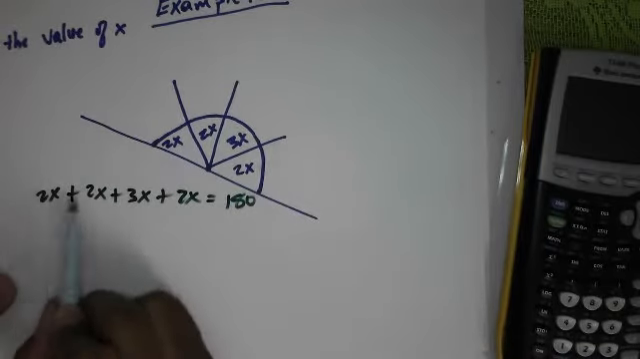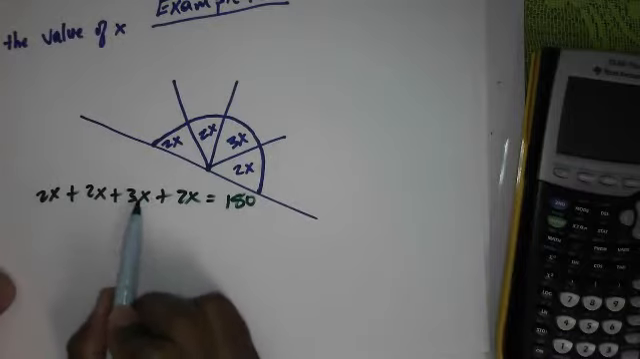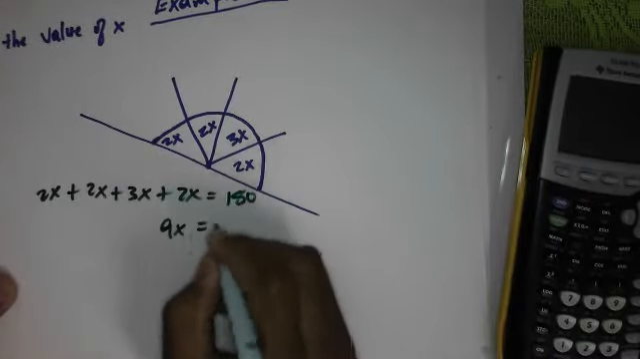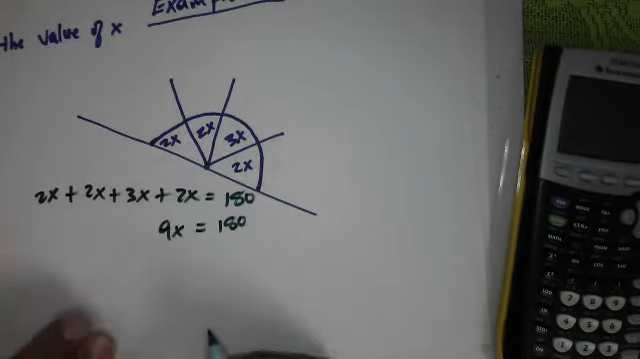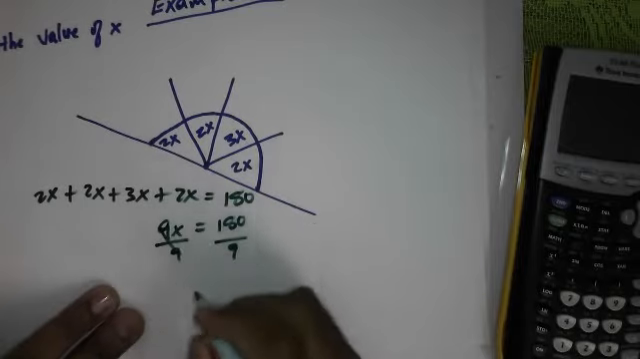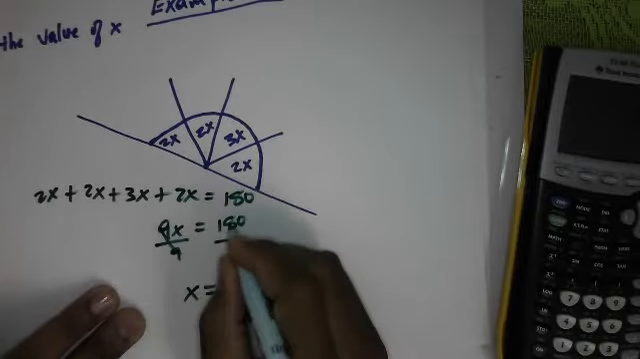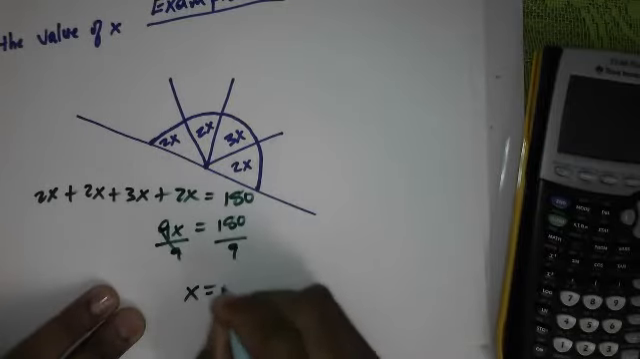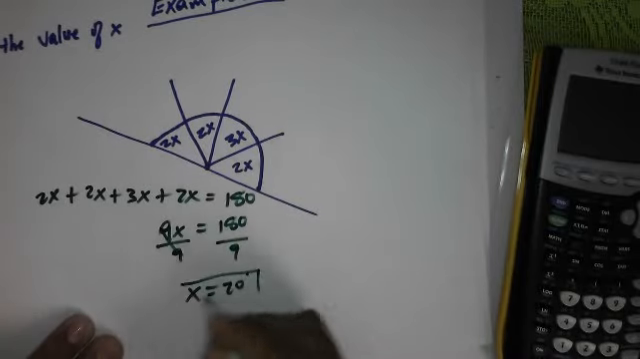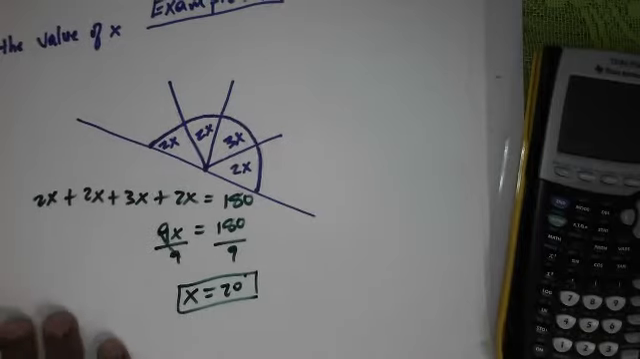So 2x plus 2x, that is 4x, plus 3x, that is 7x, plus 2x, that is 9x, equals 180 degrees. So we divide both sides by 9. So x equals 180 divided by 9, that is 20 degrees. So it said find the value of x. x equals 20 degrees.